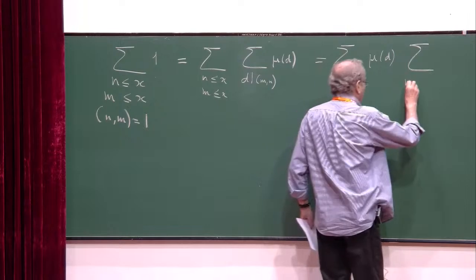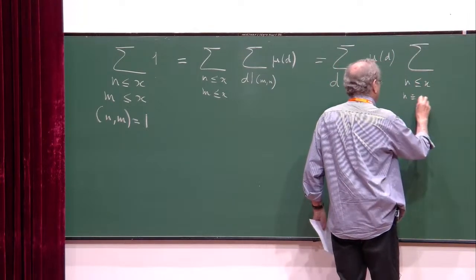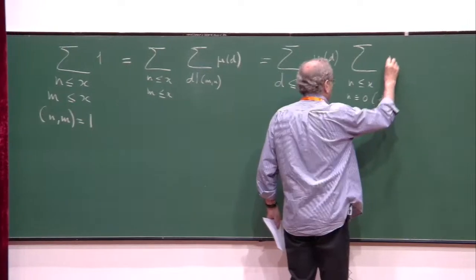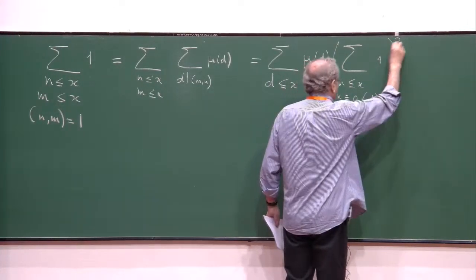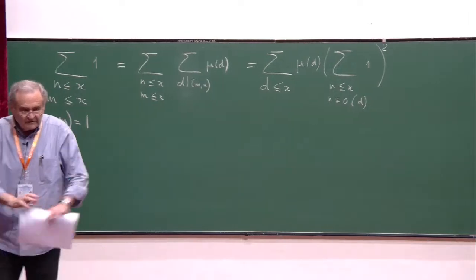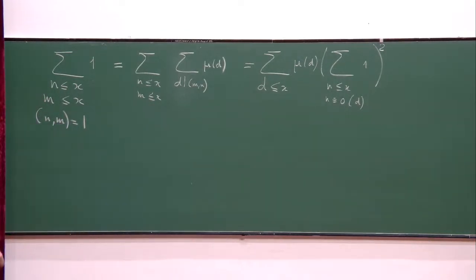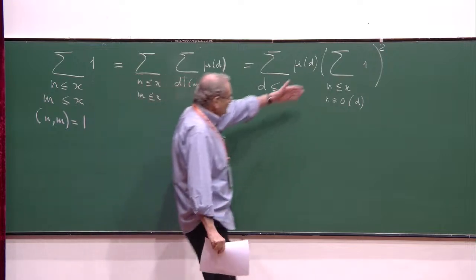So it is the sum when n is up to x of n congruent to 0 mod d of 1. And you do the same thing for m. And you can separate them. This is why this part is easy, because you can separate the values m and n. And of course, this is quite easy. Now you understand what it is.